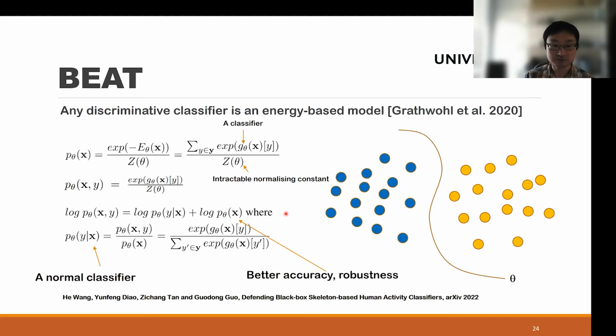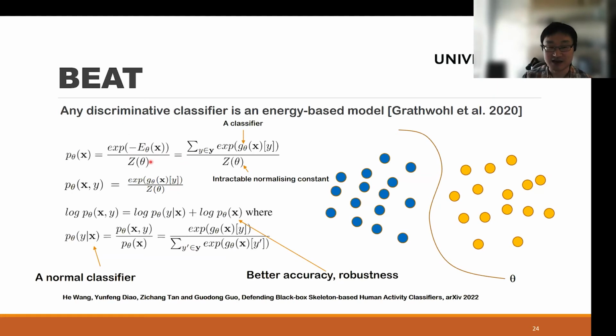How do we do this? We start from a very simple one: any discriminative classifier. Based on a very new paper published by Grathwohl et al. in 2020, any discriminative classifier can be interpreted as an energy-based model. In their paper, if you model clean data X as a probability distribution P_theta(X), where theta is your model parameter, you can parameterize this by an energy function, which is exponential of minus the energy function E_theta(X).